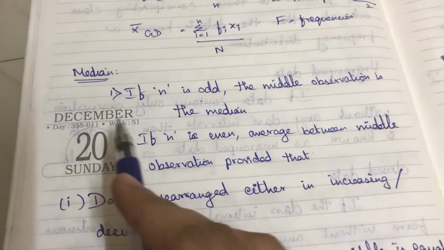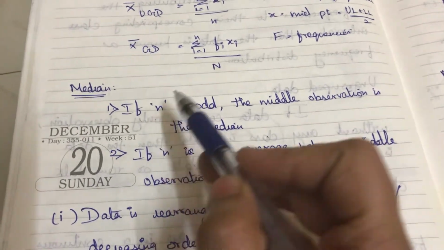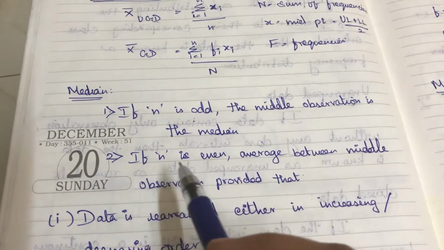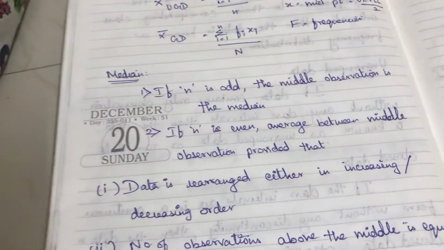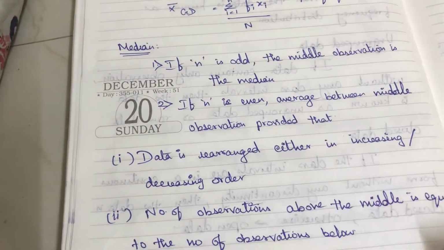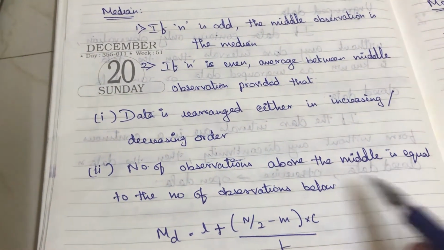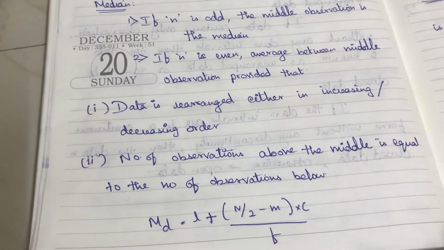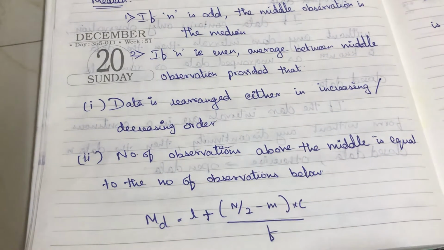Then comes the median. If n is odd, the middle observation will be the median. If n is even, we take the average of the two middle observations. Provided that the data is rearranged either in increasing or decreasing order, so small to big or big to small. The number of observations above the middle is equal to the number of observations below.